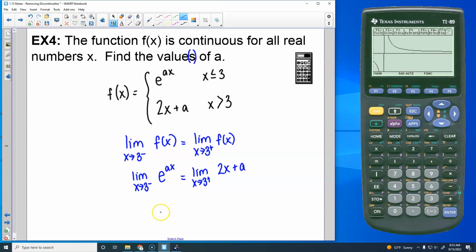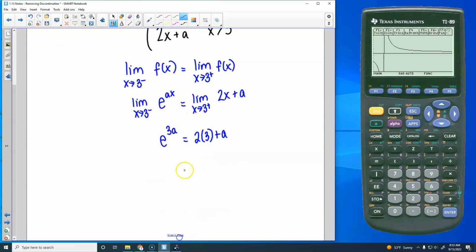we're plugging in 3 for the x. So plugging in 3 for the x here is going to look like this, e to the 3a on the left-hand side. And then over here, we'll have 2 times 3 plus a. So we end up with e to the 3a equals 6 plus a. Okay, very similar to what we did on the last problem.